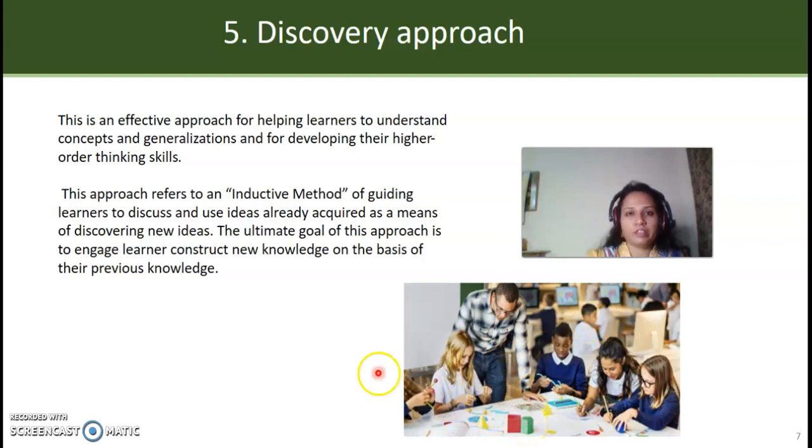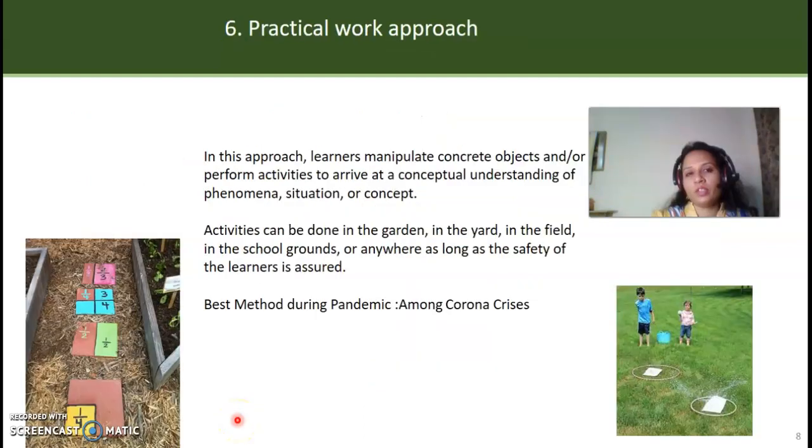So basically the discovery approach means to engage learners to construct new knowledge on the basis of previous knowledge. Now, as a teacher, this is my favorite teaching strategy, and it is the practical work approach. You can see in these pictures that the children have worked in the lawn or some garden, and most probably they had been working with fractions.